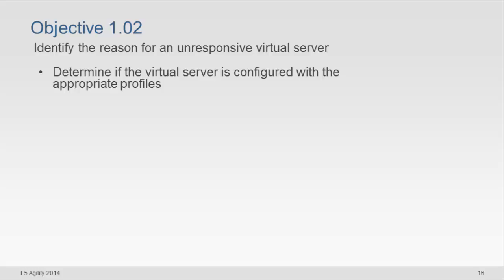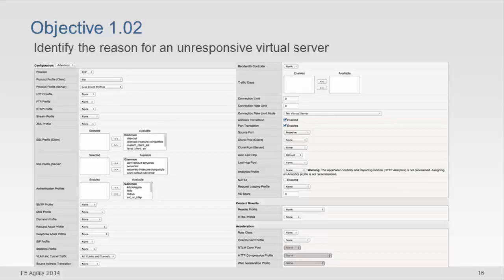All right, determine if the virtual server is configured with the appropriate profiles. This one, for most of the new trainees that have never really worked with F5 a whole lot, is the most intimidating section of the configuration, I think. What I showed you a minute ago was the basic configuration of the virtual server: what IP am I listening on, what port am I listening on, am I enabled, what type of virtual server am I.